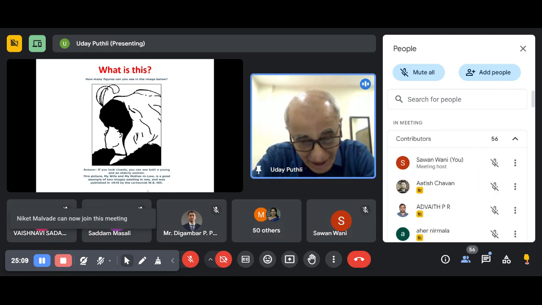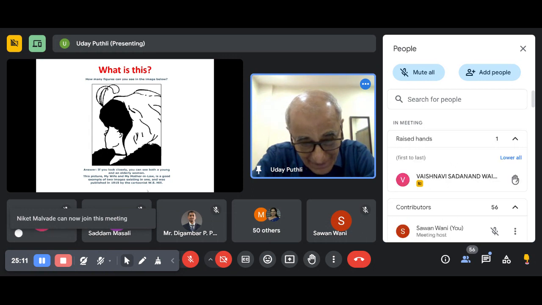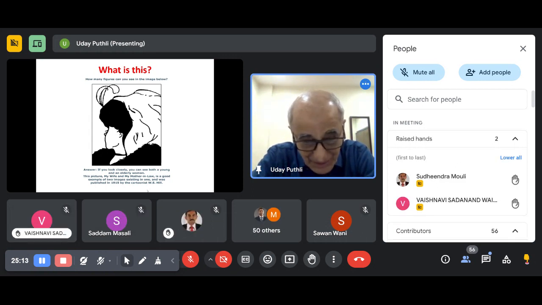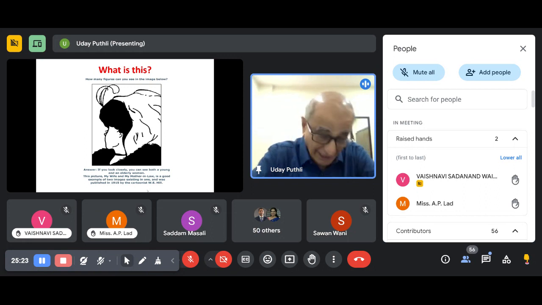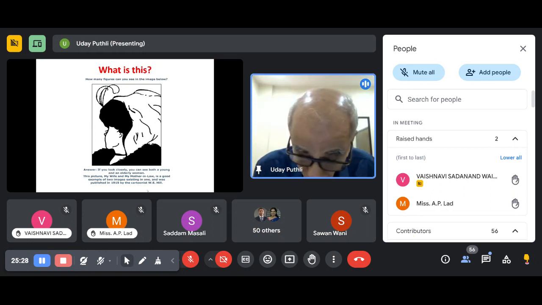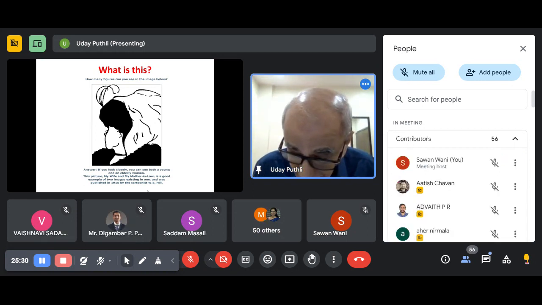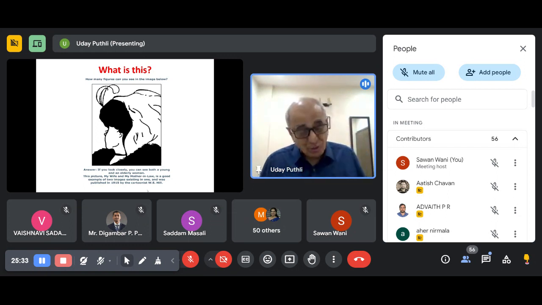How many people see a young person? Anyone? Say yes. Can anyone see a young person? Okay. Then can anyone see an old person? Please say yes or no. So am I to assume that only two people out of the whole lot of people who are attending this course have seen anything? Are you able to see the picture in the first place?